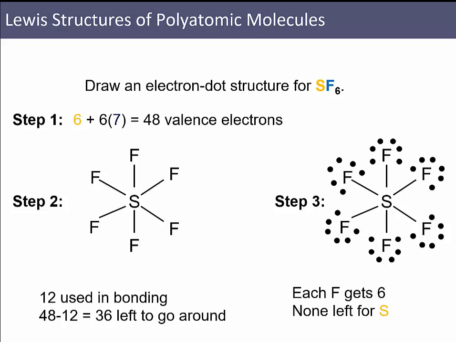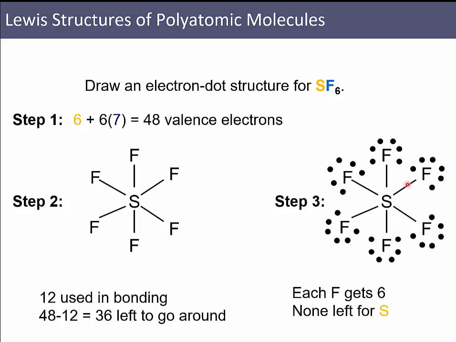So for sulfur hexafluoride, our sulfur is coming in with 6 electrons, and then 7 times 6 for my fluorines. So I've got 48 valence electrons. I'm going to start off doing 2, 4, 6, 8, 10, 12. So 12 were used in bonding. I've got 36 that are left to go around. Each fluorine is going to get 6. So all of my fluorines are happy.